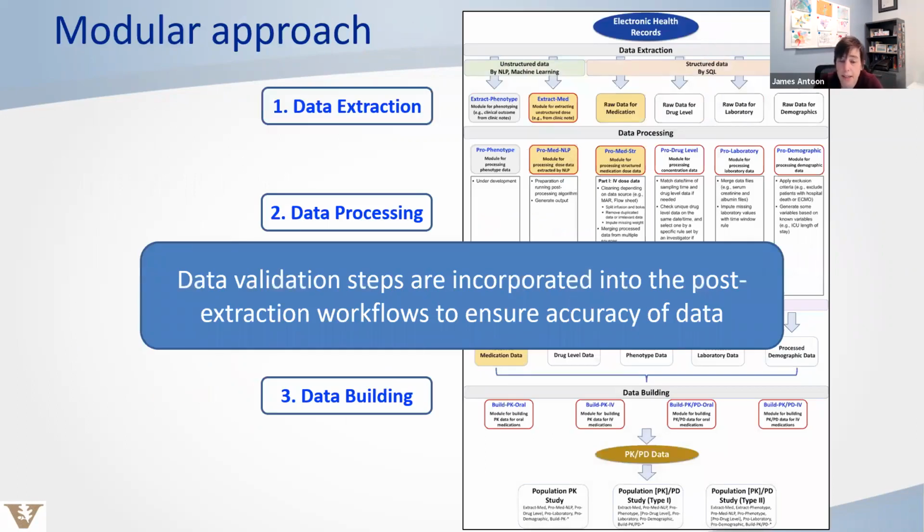So these data validation steps are super important to make sure you have accurate data going into the model, because the electronic health record is far from perfect. And so Lena built these data validation steps into the post-extraction workflows in order to prompt users to do these steps. Next slide.